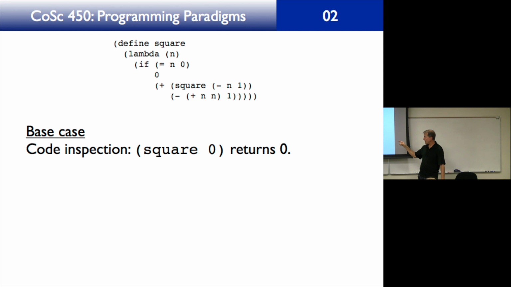In the base case, what happens is we do code inspection. And what is the base case? We could have used the value of 1 for n, but we decided to use the value of 0. So the base case is n equals 0. So we just inspect the code. And what do we see? If equals n 0, what does it do? It returns 0. So that's the code part.